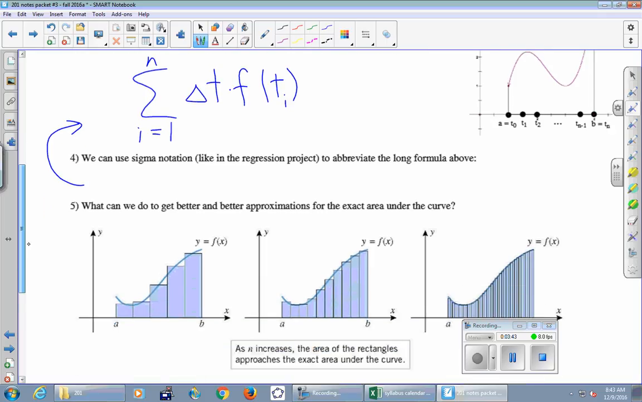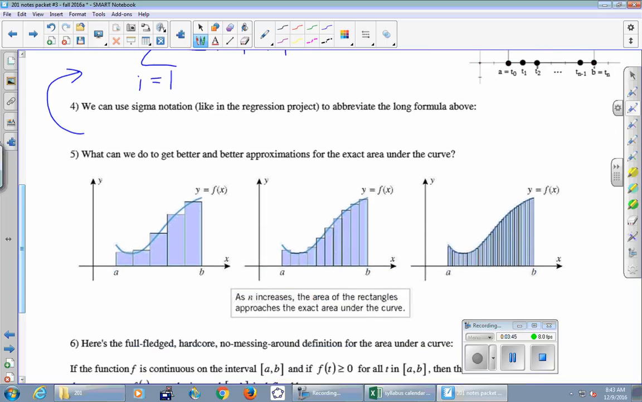All right, number 5, what can we do to get better and better approximations for the exact area under the curve? So before we look at the sequence of pictures, just in the first one, are these left rectangles, right rectangles, or something else? Those are something else. What are they? Maybe midpoint rectangles, right? If we look at this particular rectangle right here, how did we determine the height of that rectangle? Well, it looks like the curve goes right through the middle of that top line. So here it wasn't a left or right, it was just use the midpoint of each interval, and that dictates the height.